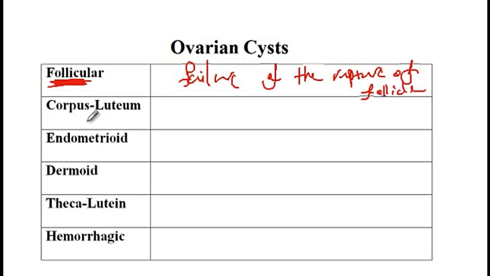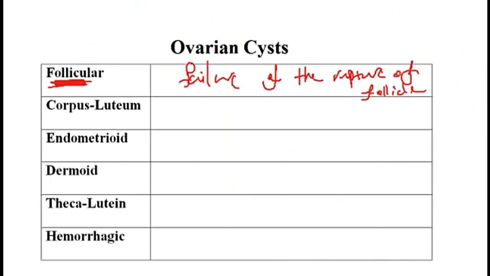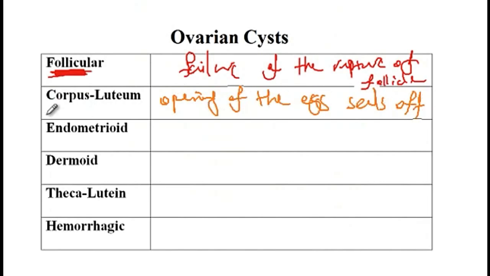On the other hand, if the follicle is ruptured and the egg is released, it will form the corpus luteum, which I've shown you right here. So the egg is already released and the corpus luteum is formed. Now, if the opening from where the egg was released closes up somehow, then again it can form a cyst, and this cyst is referred to as a corpus luteum cyst. So the opening of the egg seals off and fluids accumulate.